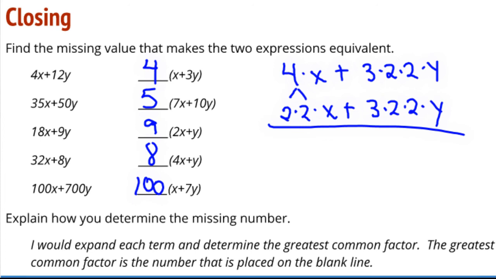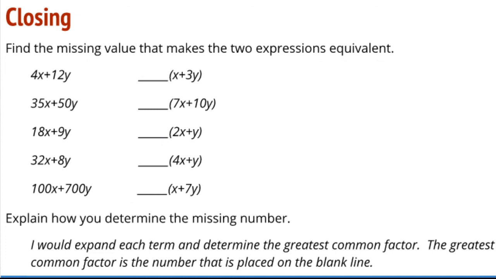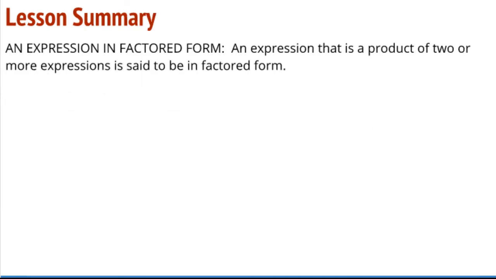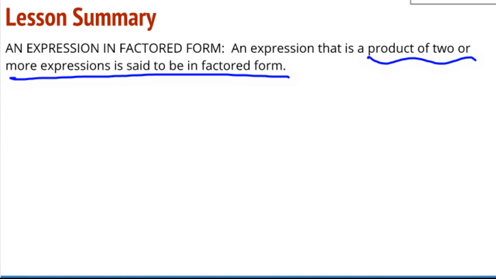Or, using a division method here, I can ask myself, what can I divide both numbers by? And I can start factoring that out using that upside down cake or the ladder, whatever you want to call it. I found the greatest common factor, and that's what I'm putting out here in front. That's what I'm dividing out. The greatest common factor of the two terms. This also, by the way, works with 3 terms, 4 terms, 5 terms. You have to find the greatest common factor of all of the terms to factor it out. All right, so an expression in factored form. An expression that is a product of 2 or more expressions is said to be in factored form.